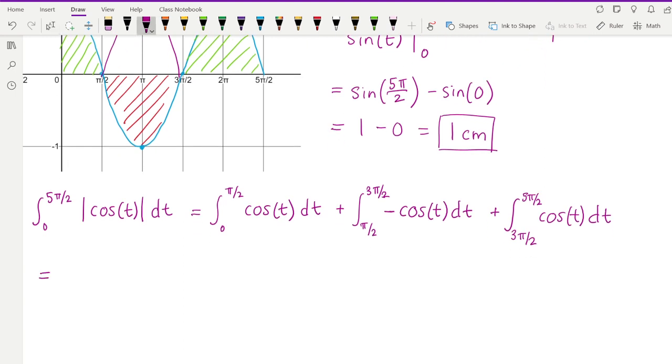That being said, if you did not notice that symmetry, it would be okay. You would get the right answer if you just went through and evaluated all of this by hand.